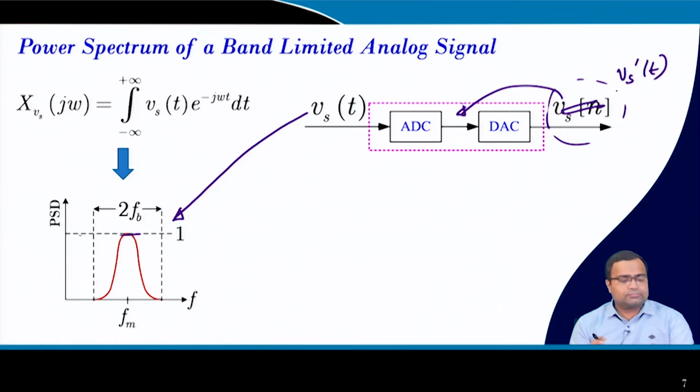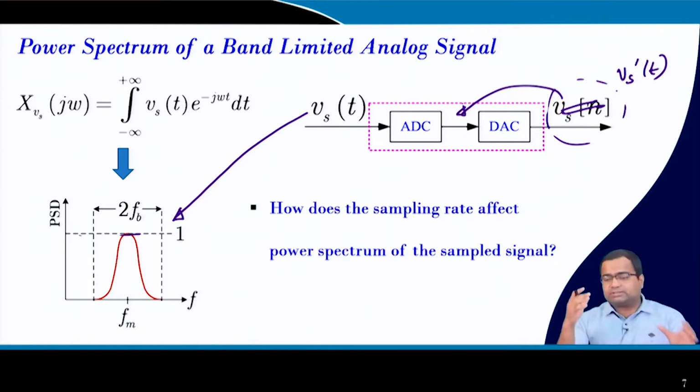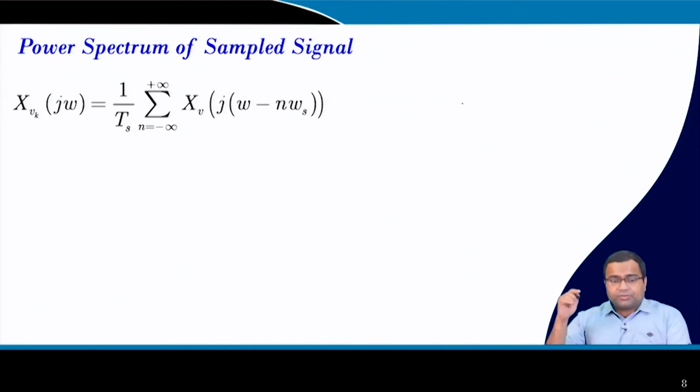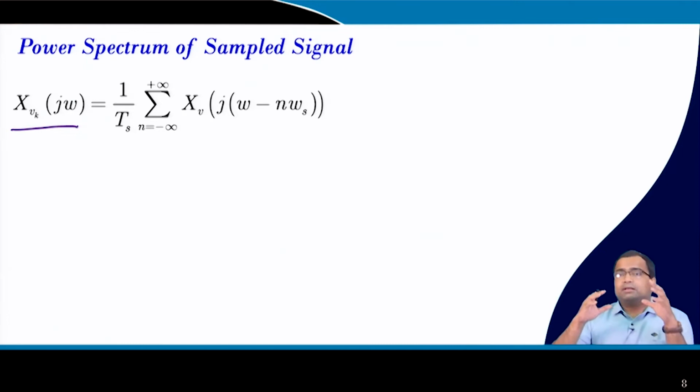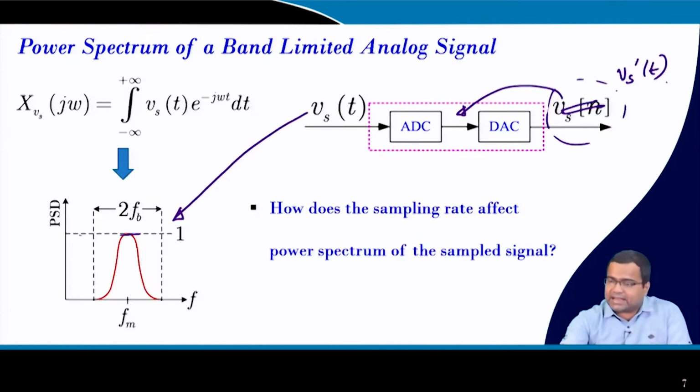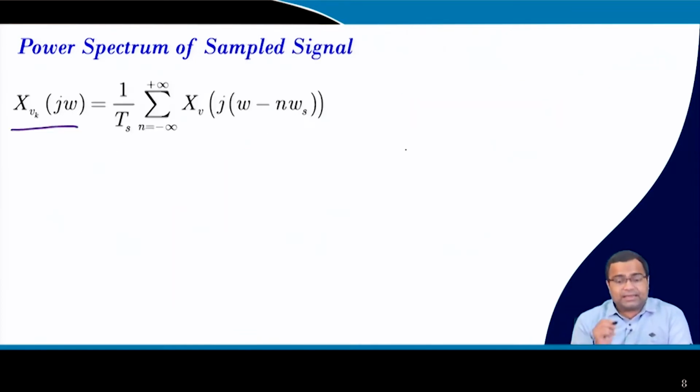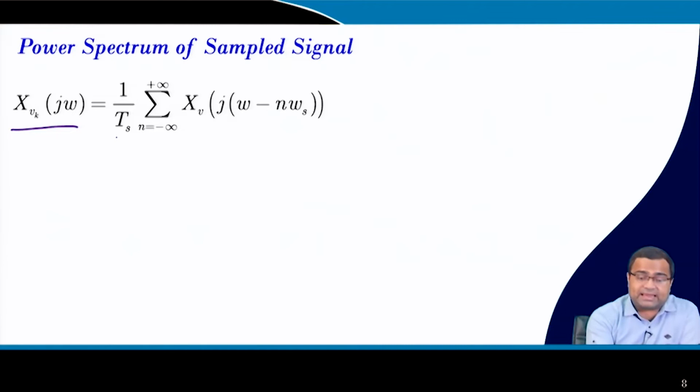Now, how does the sampling rate affect the power spectrum of the sampled signal? This can be proved mathematically if you take the power spectral density of the sampled signal. I am talking about Vs dash, that means it is passing through ADC followed by DAC. It can be shown that it is 1 by Ts, where Ts is the sampling period.